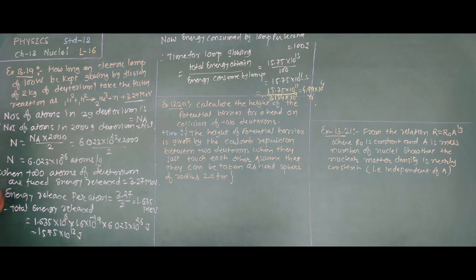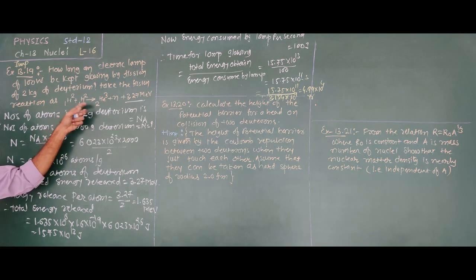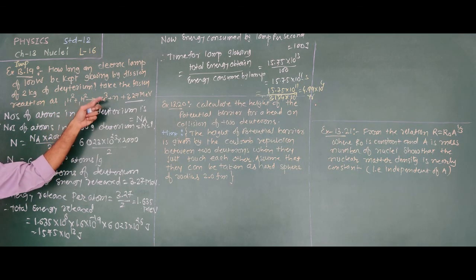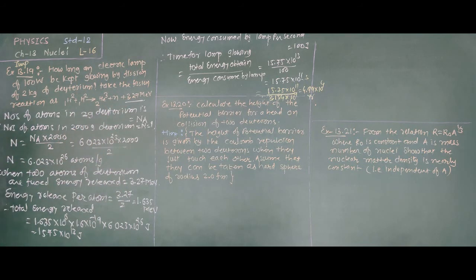Again, this numerical is most important. How long can an electric bulb of 100 watt be kept glowing by fusion of 2 kg of deuterium? Take the fusion reaction as 1H2 plus 1H2, that means the two deuterium atoms are fused to produce the unstable helium nucleus plus neutrino plus 3.27 MeV energy.